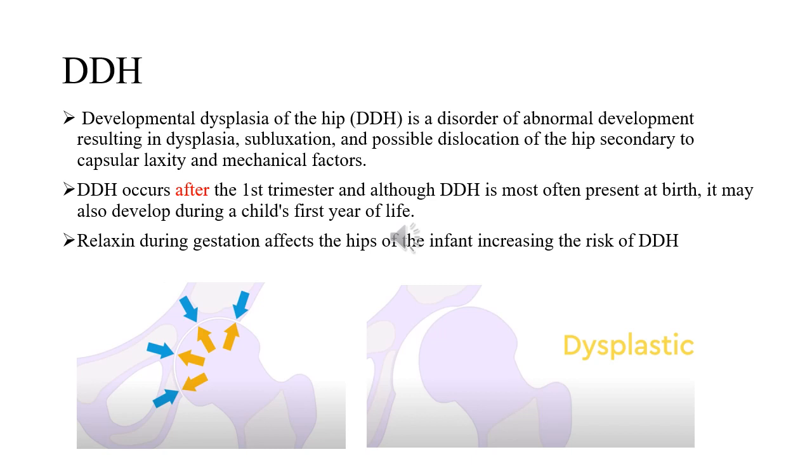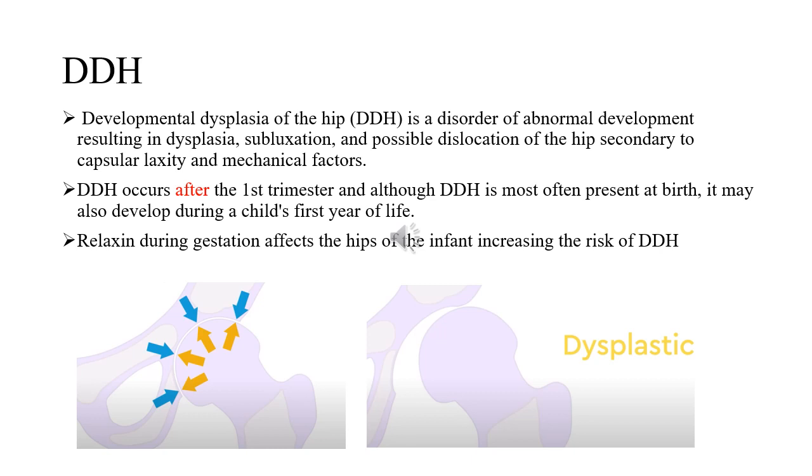As you know, the hip joint is a ball and socket joint. To have a normal hip, the ball needs to be inside the socket, and the socket needs to be fully formed, and there should be full coverage of the femoral head by the acetabulum.